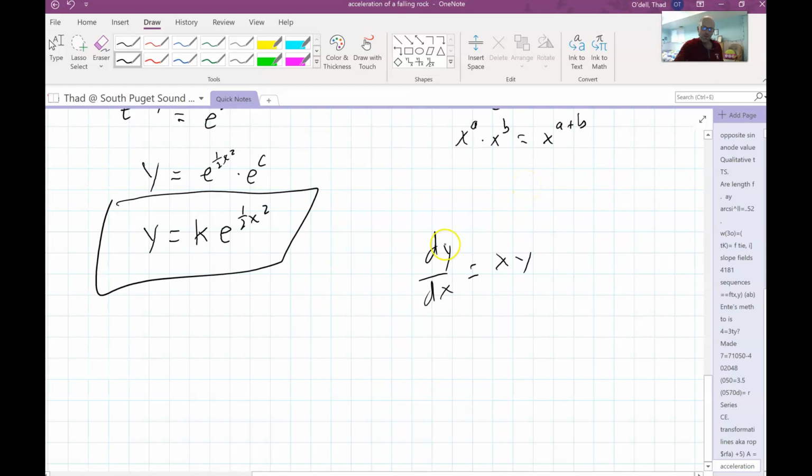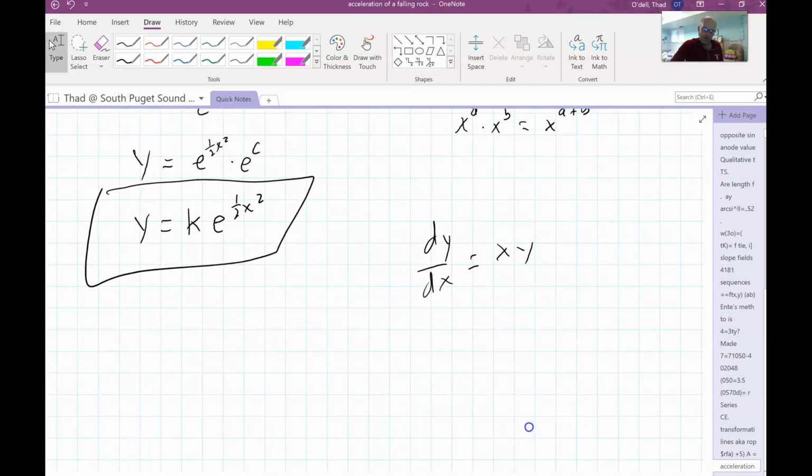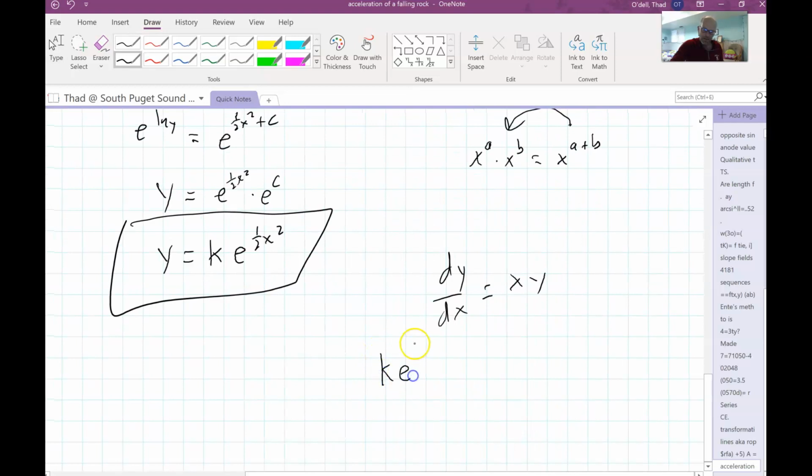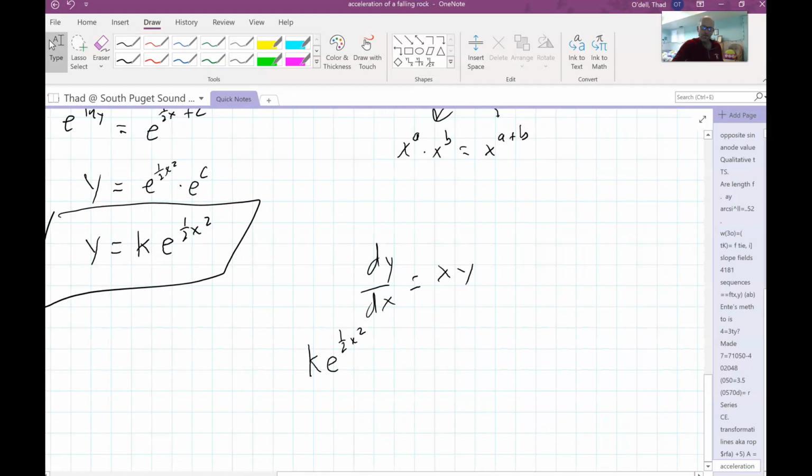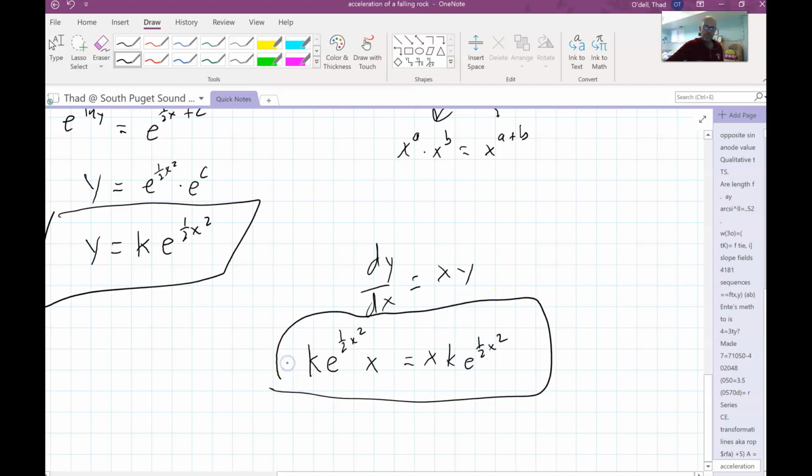So first of all, what is the derivative of y? Well, the derivative of y is going to be k times e to the 1/2 x squared, and then the chain rule will kick out the derivative of 1/2 x squared, which would just be x. And if we leave x as x and replace y with k e to the 1/2 x squared, notice we get an equation that's true. So that's what we mean when we solve a differential equation.